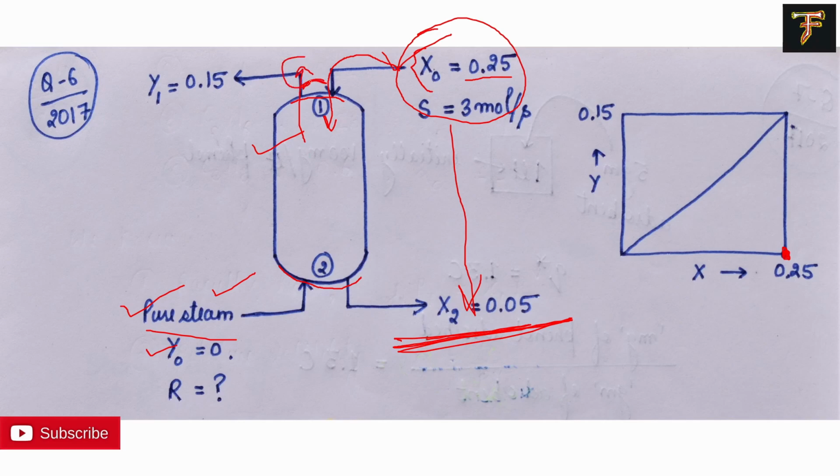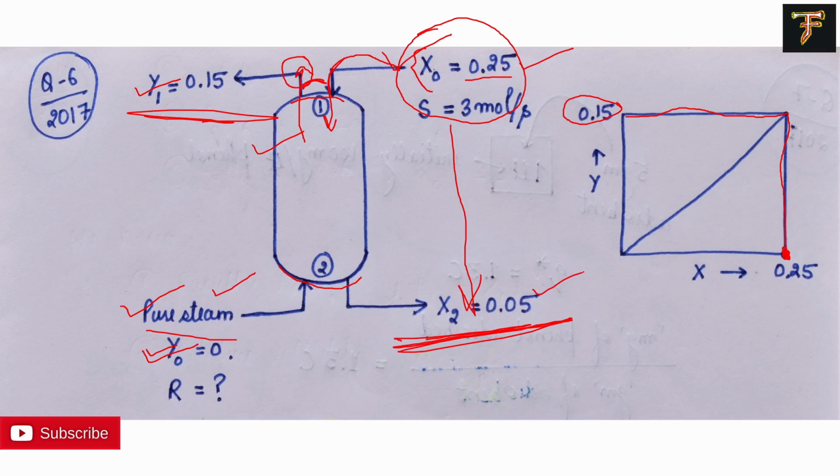So the steam that will leave and the liquid that is about to enter have to be in equilibrium, which means that the steam will have 0.15 according to the equilibrium diagram. So this is equal to 0.15. Now you know y0 is equal to 0, you know y1 is equal to 0.15. Similarly, you know x0 and you know x2.